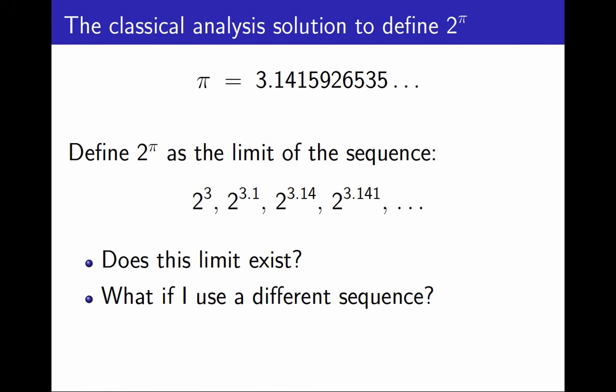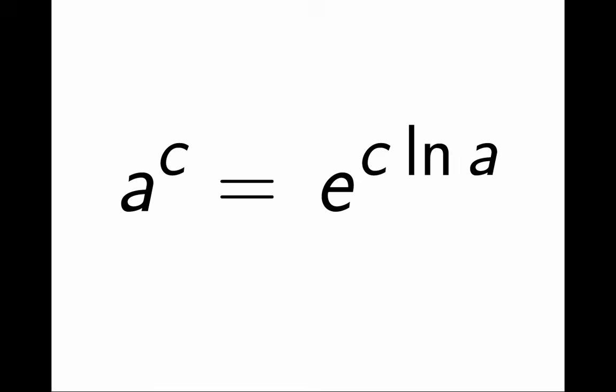There are better ways. The key is to use this identity. I can write a to the c as e to the c ln a. How can this be helpful? I am writing an exponential with arbitrary base a in terms of an exponential with base e. So I have simplified the problem a little bit. I only need to worry about defining exponentials with base e rigorously, and other bases will follow.